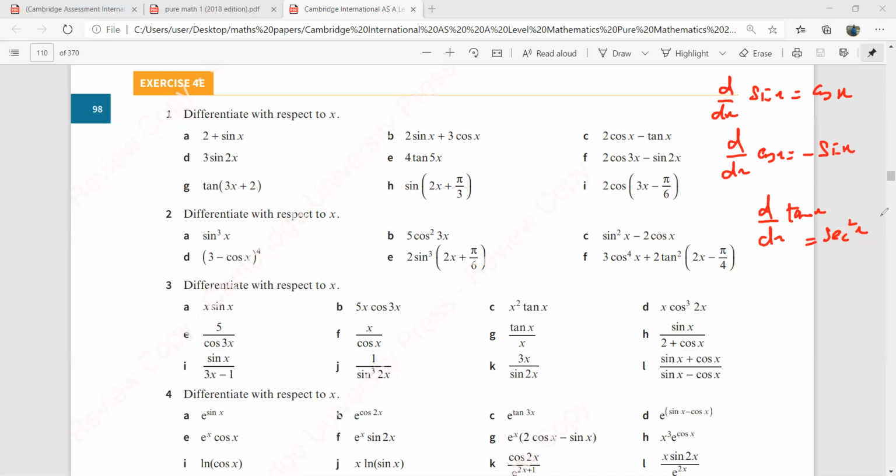G part. You see the angle is 3x plus 2. 3 secant square. You will write it like this: secant square, the angle would remain as it is, okay? And times this 3, that is the derivative of 3x plus 2. This is 3 secant square 3x plus 2. Got it?